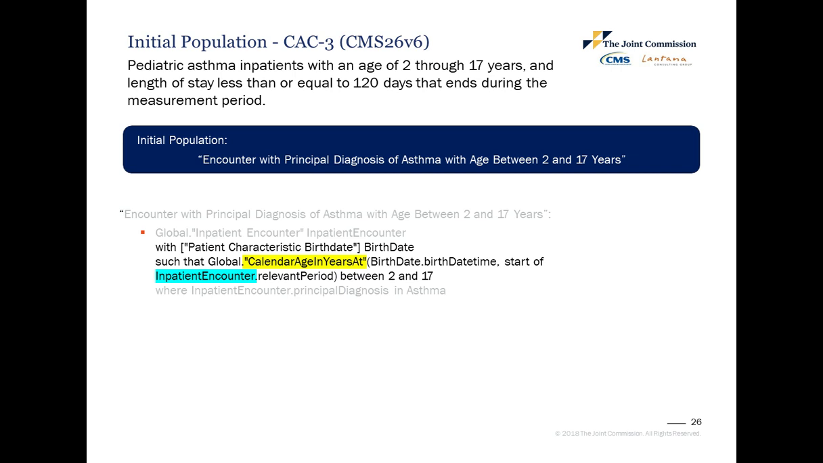Secondly, for the patients identified in the previous logic, the patient must be between the ages of 2 and 17 years at the start of the relevant period, which is the admission date for this measure. The patient's birth date is compared to the start of the relevant period by a function called calendar age in years at to calculate the patient's age. The global prefix indicates that this function is called from the global library.